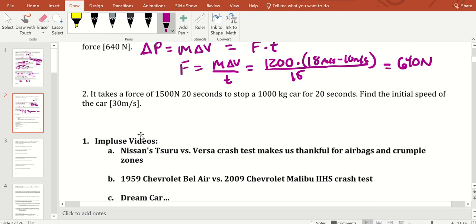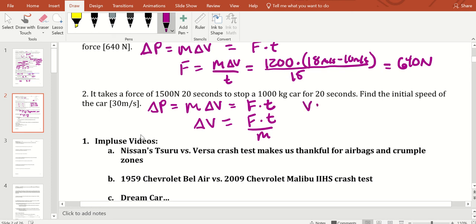Let's try a second example. It takes a force of 1500 newtons 20 seconds to stop a 1000 kilogram car. Find the initial speed of the car. So again, we're going to start out with our expression for impulse, change in momentum, mass times change in velocity equals force times time. So in this case, we're actually looking for final velocity. So I'm going to divide both sides by m, and I get delta v is force times time over mass.